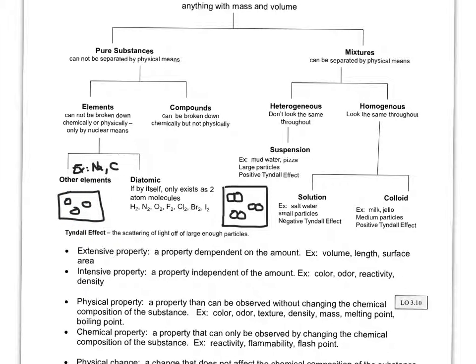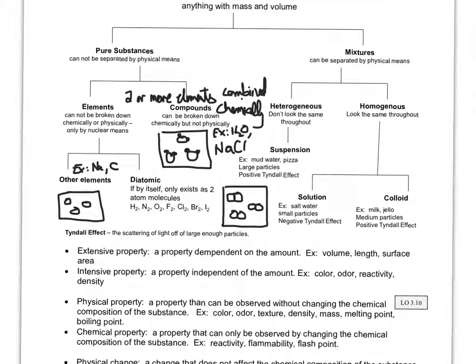So those are elements. Now, if you take 2 or more of those elements, whether they're monoatomic or diatomic, and combine them together using a chemical change, so you do a chemical reaction and combine them together, then that makes a compound. So they are 2 or more elements combined chemically. An example of that would be H2O or NaCl or H2SO4 or something like that.